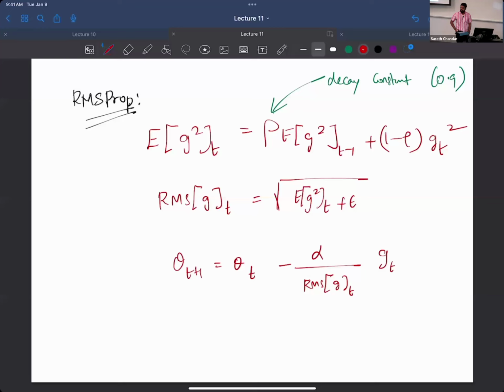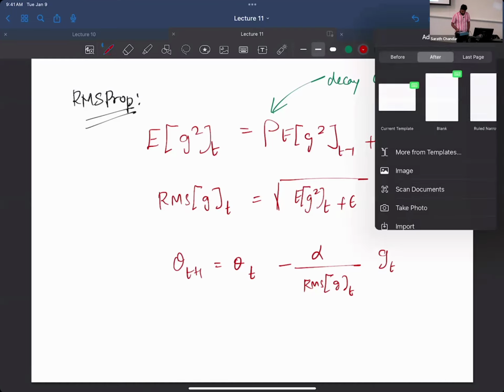Is that clear? Yes. Well, if rho is 0, then you are only considering the current gradient. There is no past, right? When rho is 1, then you're considering the past. You're setting it to 0.9 so that there is some sort of exponential reduction in the importance of the past. Is that clear? Any question?